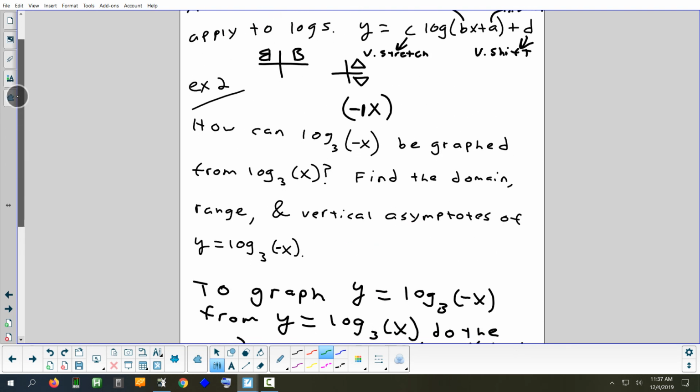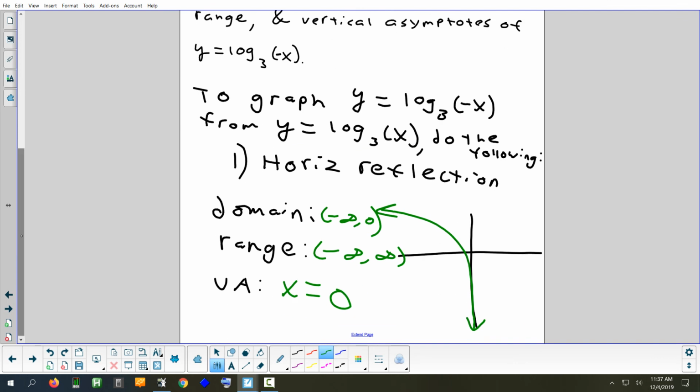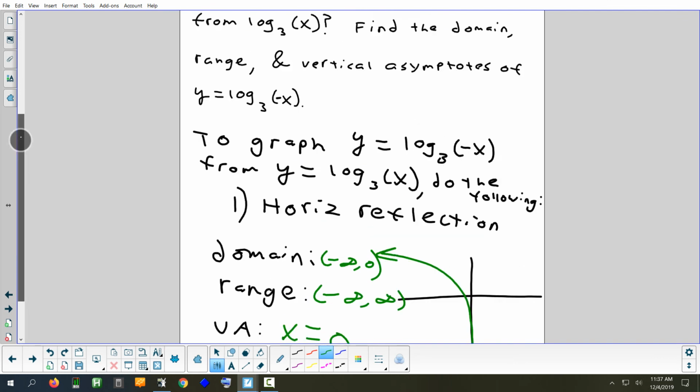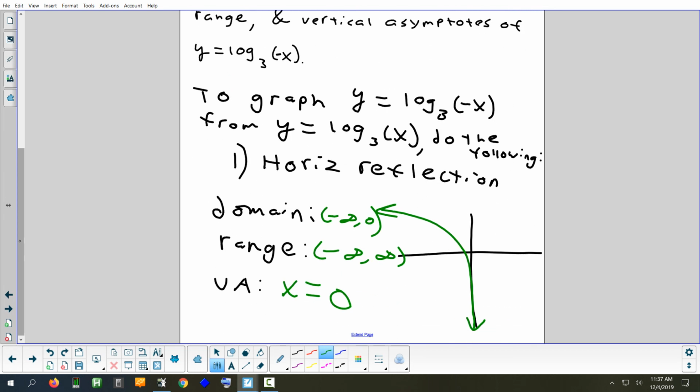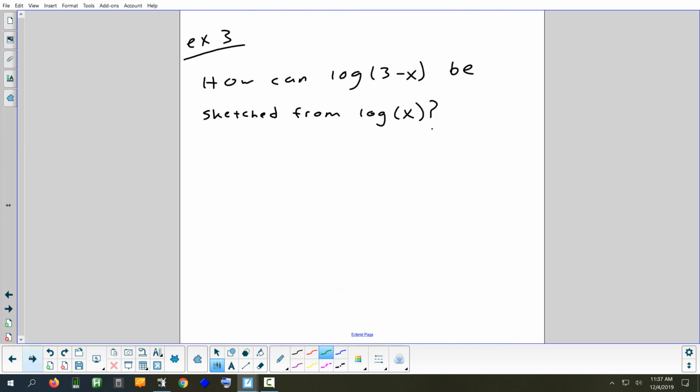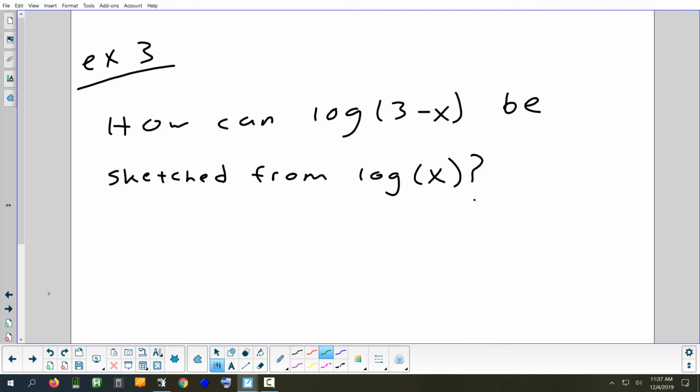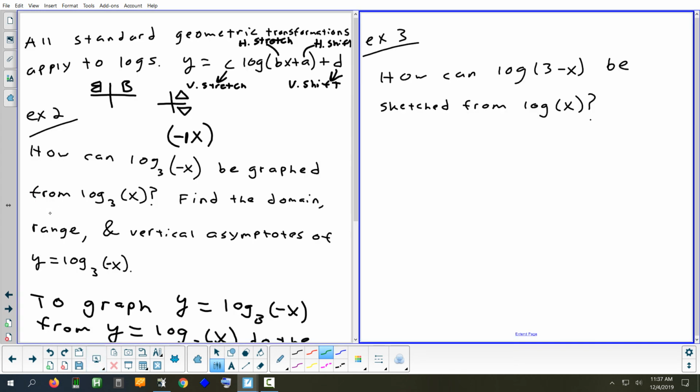Okay. Any questions on that? Okay, so we're not going to spend a ton of time on the stretches and shifts because we've done a lot of that. All right, let's look at, this time I don't want to know the domain, the range, I just want to know the transformations. What's kind of weird though about that? Look at what they're having you graph and compare it to what I wrote up above on the page on the left.